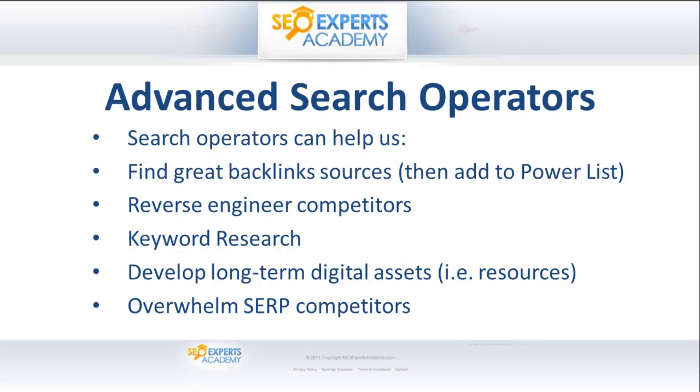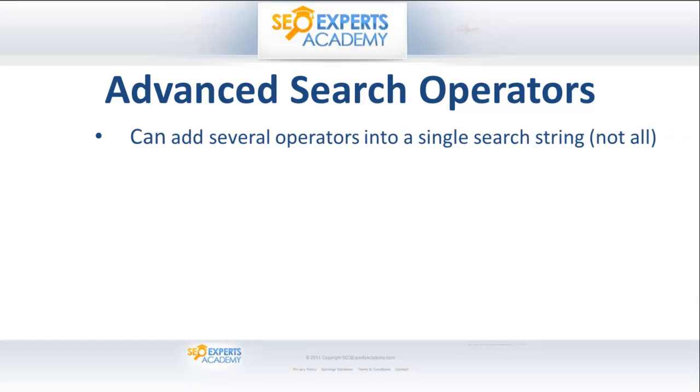So if you find that you have a new client who's stuck at position 3 or position 8, or you've got your own site that you're developing, you can use these kind of assets, these power lists, these backlink sources, these search operators in conjunction with those to overwhelm that competition and just drive up towards the #1 slot.